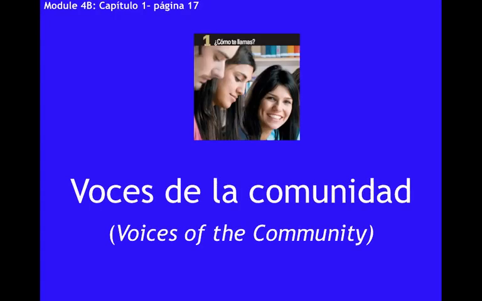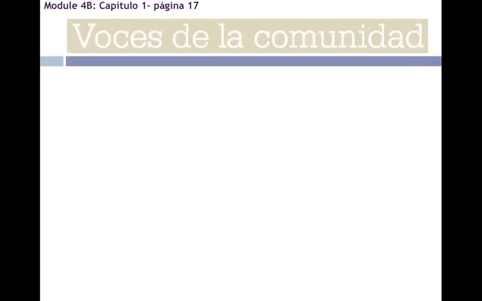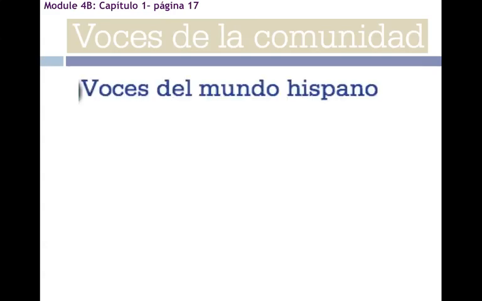Excelente. On to something new. Voces de la Comunidad, and each of the capítulos will have this parte, which has to do with people around the world who speak. Bueno, en página 17 de tu libro, we have esta parte, Voces de la Comunidad. Una parte es Voces del Mundo Hispano, Voices of the Spanish-speaking world, Hispanic world.